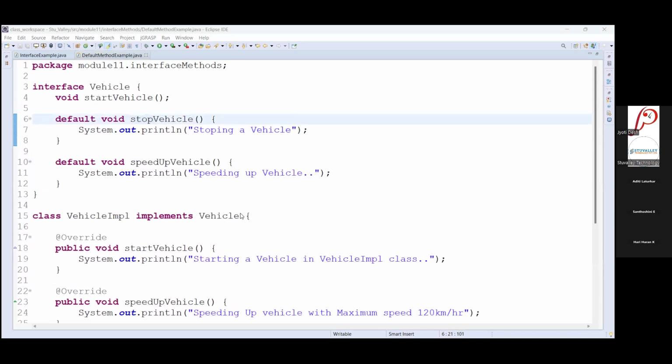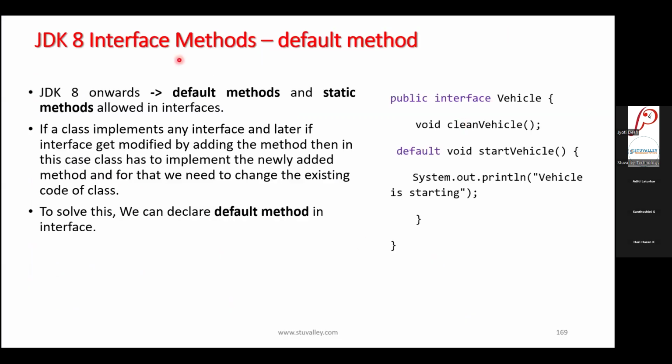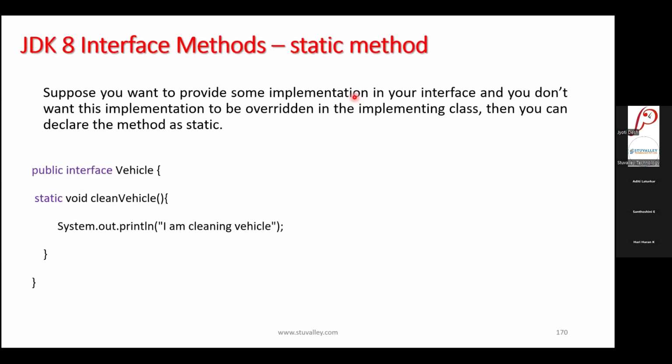Similar to this, from JDK 8 onwards, one more type of method is allowed in an interface, that is static methods. Previously, we only wrote abstract methods without a body, right? But now we can add static methods also inside an interface. Suppose you want to provide some implementation in your interface, and you don't want this implementation to be overridden in the implementing class. Then you can declare that method as static.